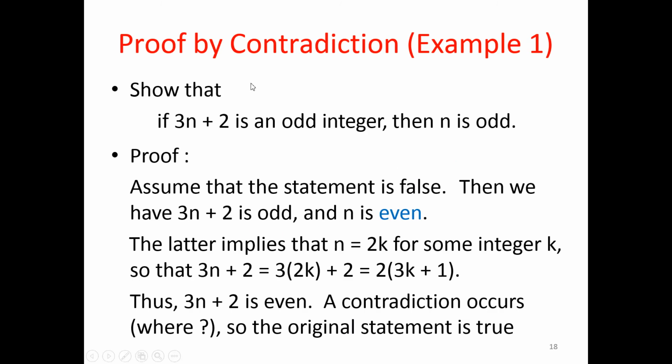So, in order to have a deep understanding of the method, let's consider an example. Show that if 3n plus 2 is an odd integer, then n is odd.